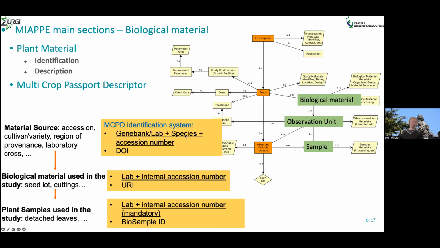Then you've got the biological material used in the study. So this is your physical plants, the seedlot, the cuttings. So once again, it is identified by a laboratory plus internal accession number, and that can be summarized as a single URI. Finally, of course, you've got plant samples used in the study, such as detached leaf, which can be identified for interoperability using a biosample ID provided by the BioSamples database.